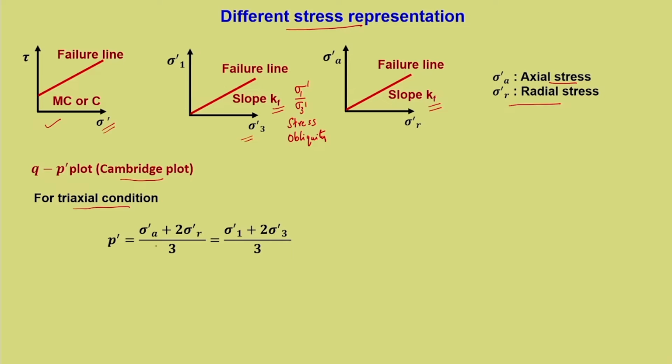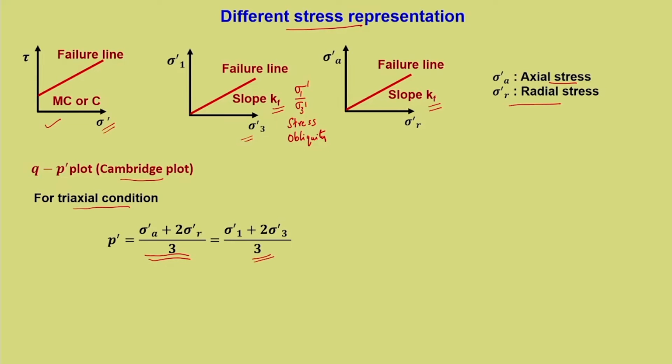Let me make one point clear here. It is always better to write in general terms, and by general terms I mean in terms of axial and radial stresses. Why? Because whether sigma A dash, the axial stress, equals the major principal stress depends upon certain conditions. We will see that in the subsequent slides. So I would always suggest that we write p dash and q in terms of axial and radial stresses. For the time being, let us not worry about the major and minor principal stresses.